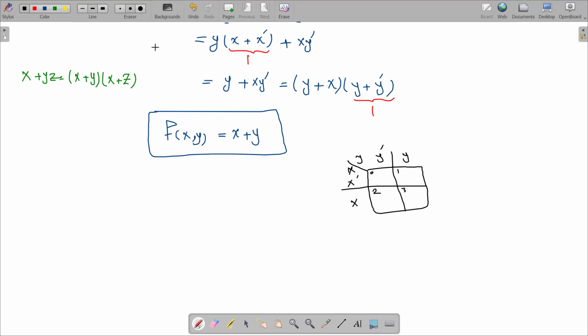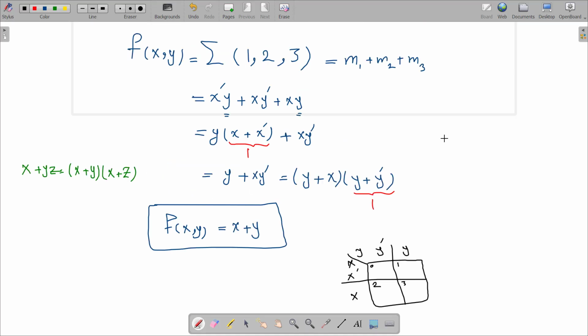Okay, so what was the function? Our function was the summation of 1, 2, 3. It means that I write 1 in minterm 1, 1 in minterm 2, and 1 in minterm 3, and I can create the corresponding Karnaugh map. In the Karnaugh map, everywhere we have the corresponding minterm in the function, we write 1.